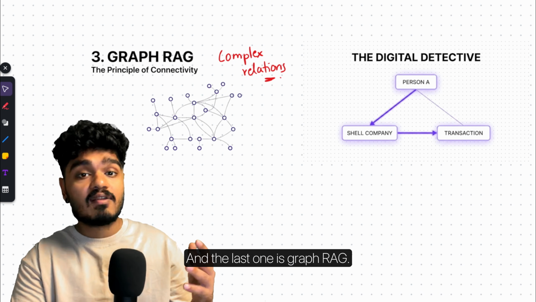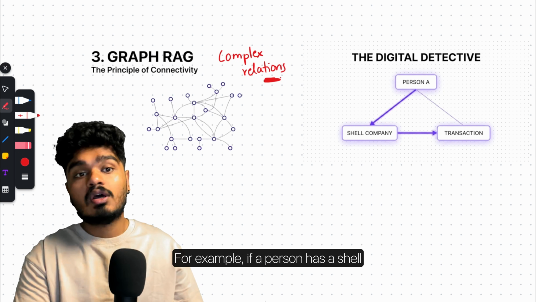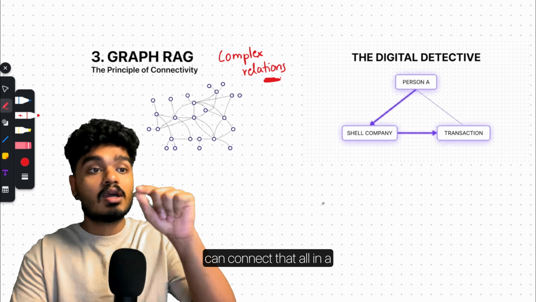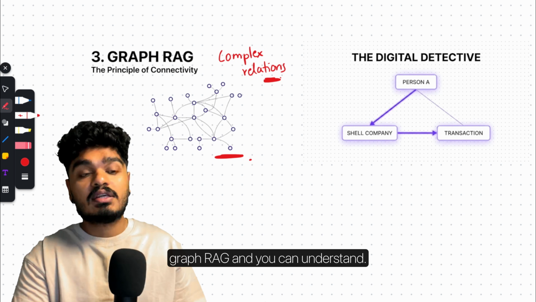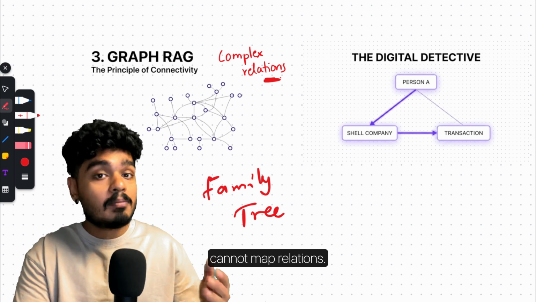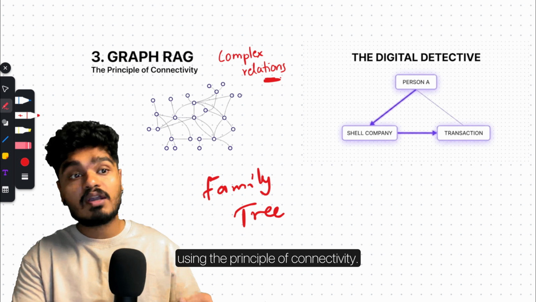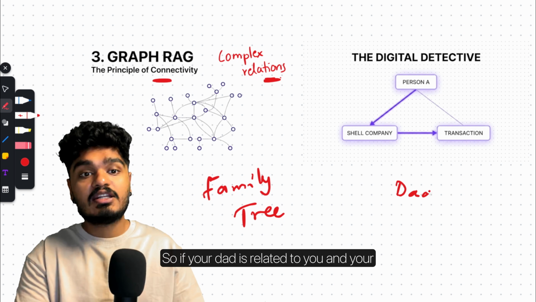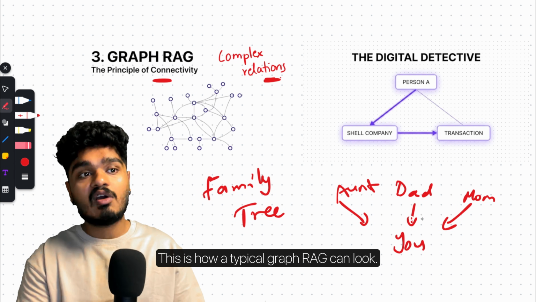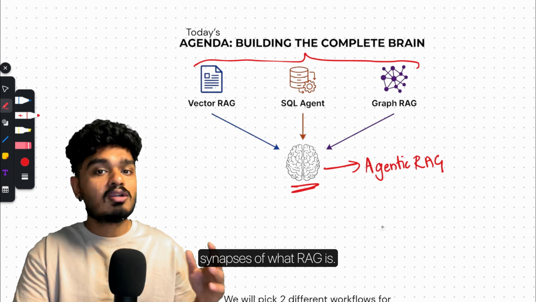And the last one is graph RAG. This is a bit different. This is very useful when you have to work with complex relations. For example, if a person has a shell company and he has made a transaction, you can connect all that in a graph RAG and understand it. For example, if you're working with a family tree, in a normal vector RAG, you cannot map relations. So how will you do that? In a graph RAG, you can actually map them using the principle of connectivity. So if your dad is related to you, and your mom is related to you, and your aunt is related to you, this is how a typical graph RAG can look. That's how we find out they are related. So that was a short synopsis of what RAG is.